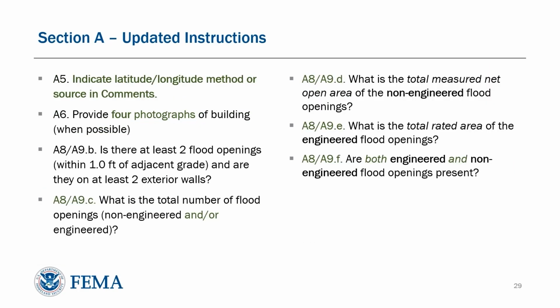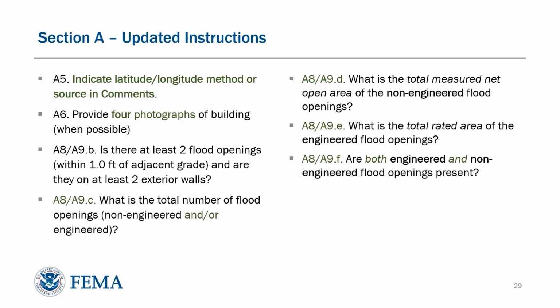The instructions for each section of the form have also been updated to align with the form changes. Section A instructions now clarify the requirement for 4 photographs, the new horizontal datum, and the requirement for latitude and longitude to be to 6 decimal places, and for the lat-long method and source to be indicated in the comments. The instructions include prompts about engineered openings and clarify that ICC or other documentation should be attached.